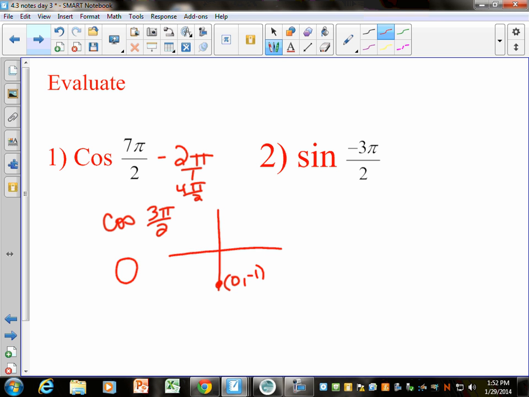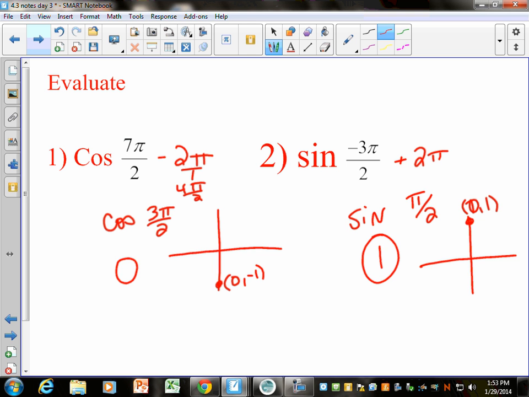And if they give you a negative angle, by all means, you're welcome to go backwards and graph negative. That works. But I never do that. I always say, I don't like negative angles. I want to make it positive, so I'm going to add 2 pi. And that would be the same as saying the sine of pi halves. Pi halves is up here, and the ordered pair is 0, 1, and sine is which one? Y, and the y coordinate is 1. The answer is 1.